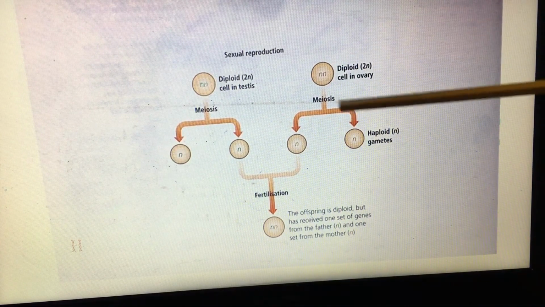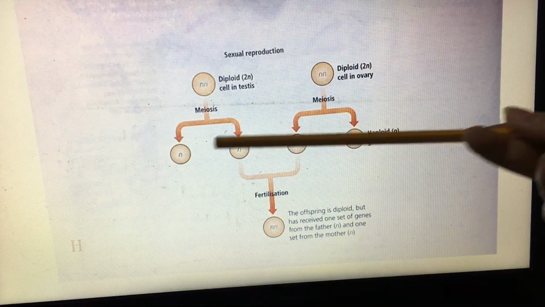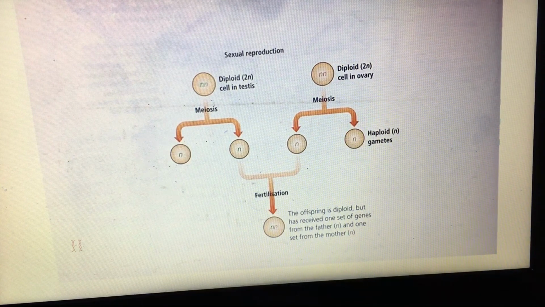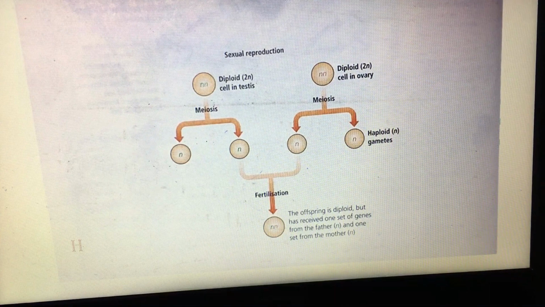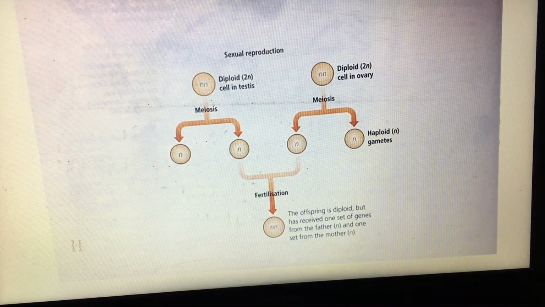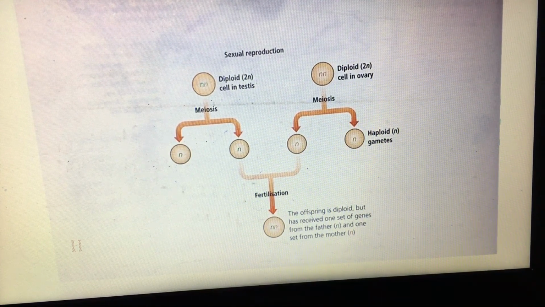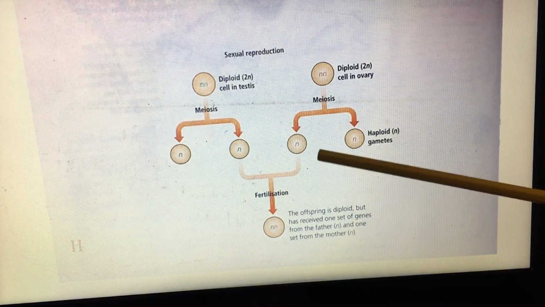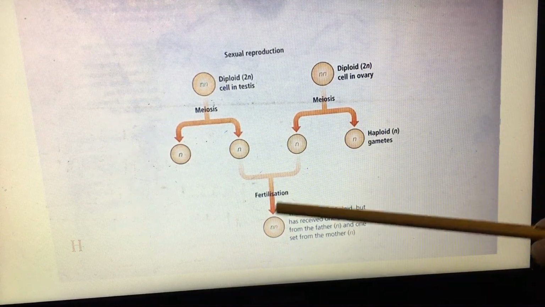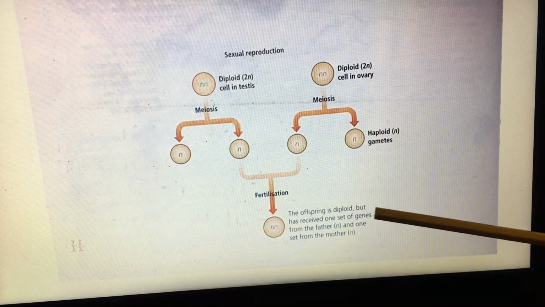During meiosis, they will divide into haploid gametes, N. And during the fertilization process, which is the fusion of the gametes, we will produce the offspring. The offspring receives some genes from each parent, so it shows a mixture of parental characteristics. Here you have to know that the offspring is diploid. Gametes are haploid, but the offspring, like the parents, is diploid.